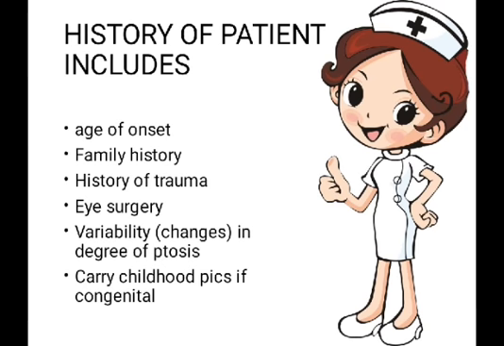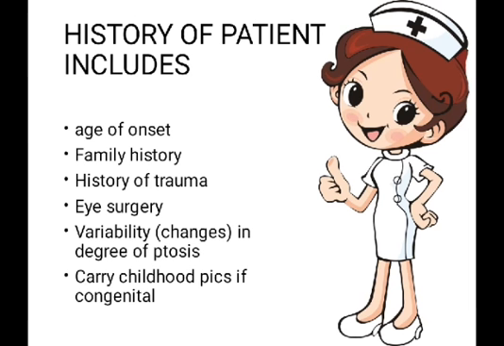Next one is history of trauma. We have to ask about the history of trauma. Is there any trauma or injury which took place in the patient's life? We have to ask about that. Next one is eye surgery. We also have to be concerned with eye surgery. Has any past operation or any eye surgery taken place in the patient's life or not?